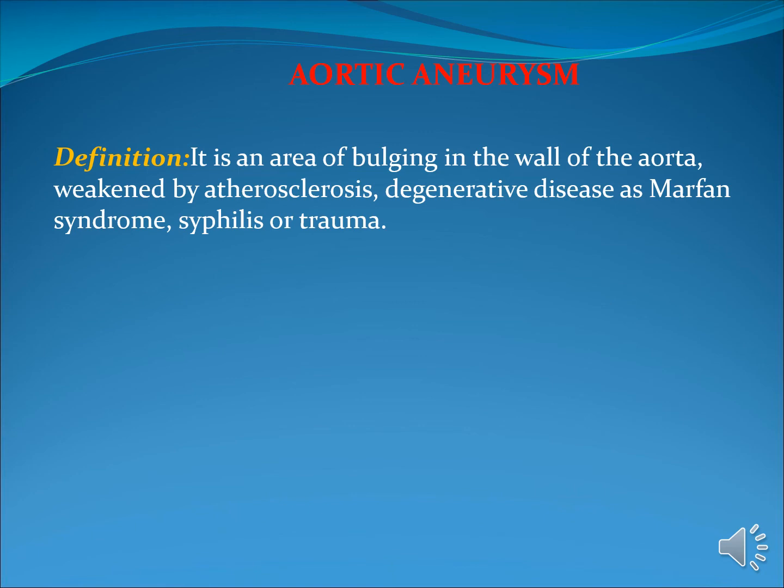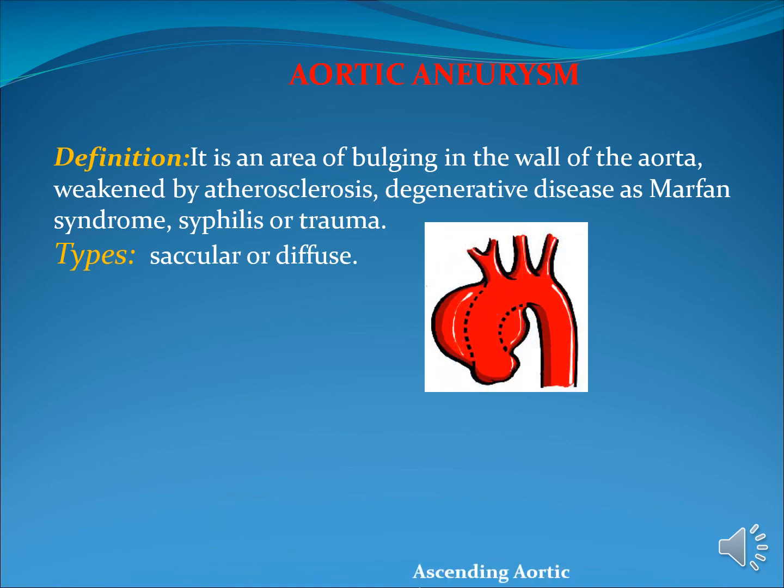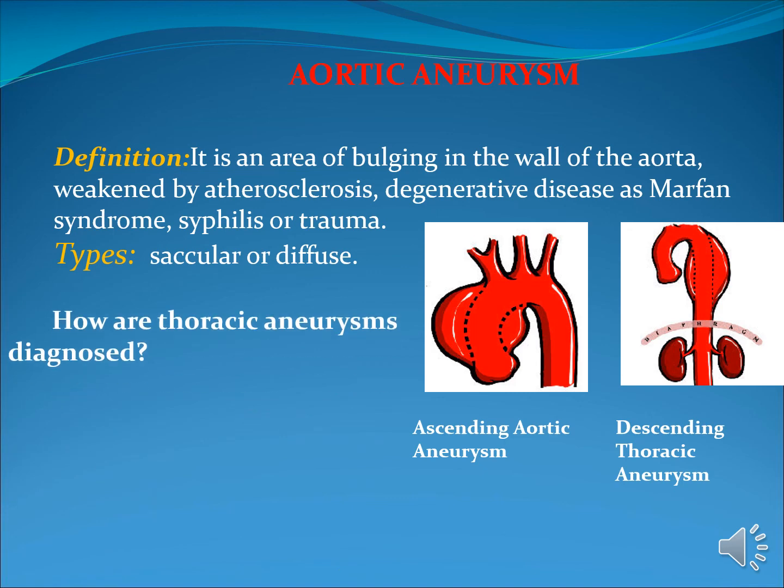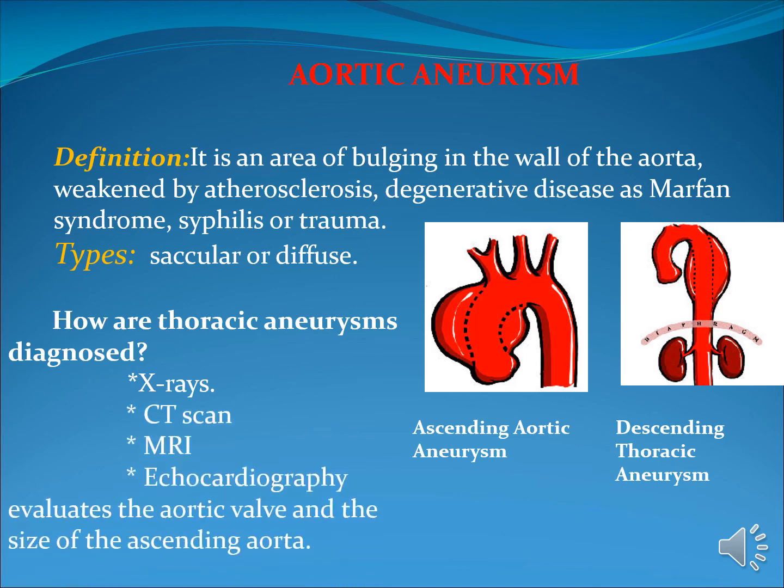Aortic aneurysm. Definition: an area of bulging in the wall of the aorta, weakened by atherosclerosis, degenerative disease such as Marfan syndrome, syphilis, or trauma. Saccular or diffuse aneurysm in the ascending aorta or descending aorta. How are thoracic aneurysms diagnosed? X-ray, CT, MRI, echocardiography.